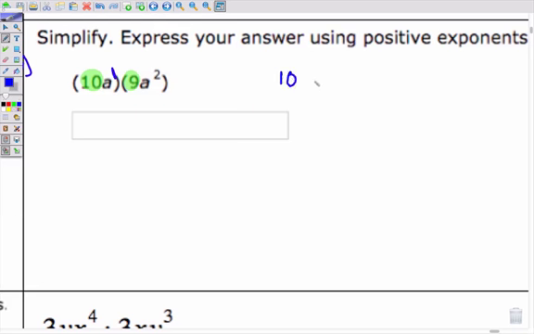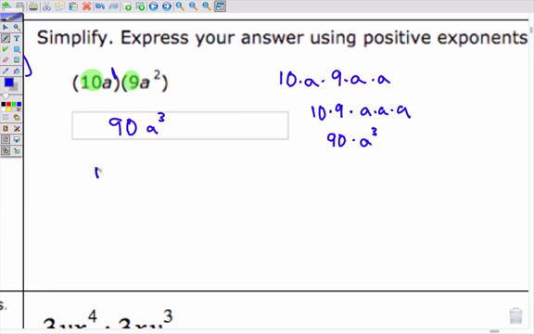Then we're going to expand. We get 10a and 9a. And then we'll lump the 10 and the 9 together. 10 times 9 is 90. A times a times a is a to the third. So I get 90a to the third.